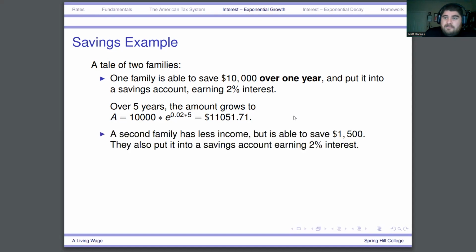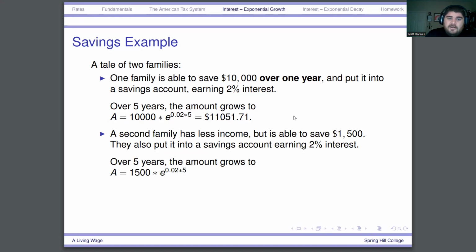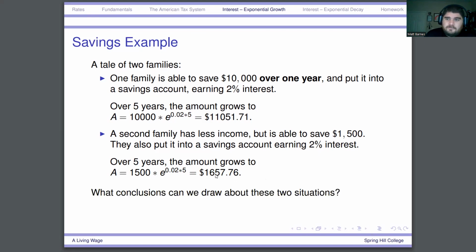So let's say we have a second family that, instead of starting with 10,000, starts with 1,500. And they get the same interest rates, the same kind of account. We would do the same thing: 5 years, 2% interest. The only thing that's changed here is our principal. So we have 1,500 here instead of 10,000. And then the rest of it stays the same, and we end up with $1,657.76. So you can see we have the original 1,500 we started with. That's in here as well. And then we got an extra $157 and some change out of that.